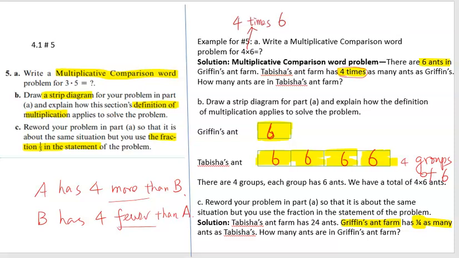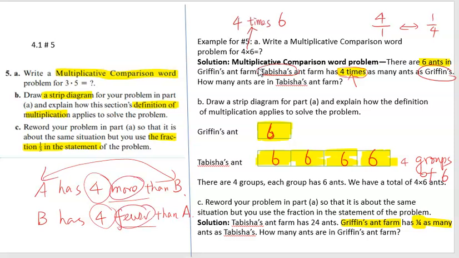So when we switch these two names, Tabisha and Griffin, we also have to take what we call the reciprocal in algebra class. You have to flip it to 1/4. And so for addition and subtraction, we don't really have to do anything to that number. All we have to do is switch these two people and change the word from more than to fewer than. But for multiplication, we do have to change the number 4 times to 1/4.